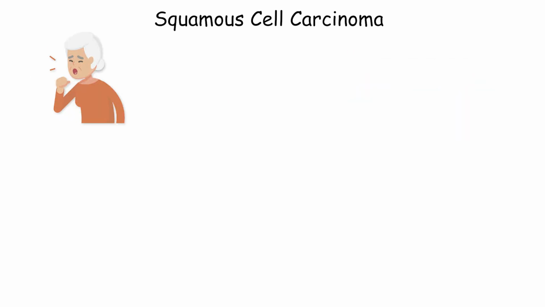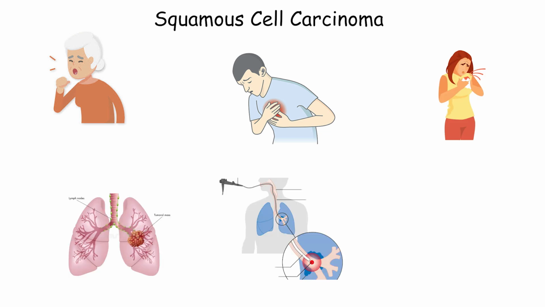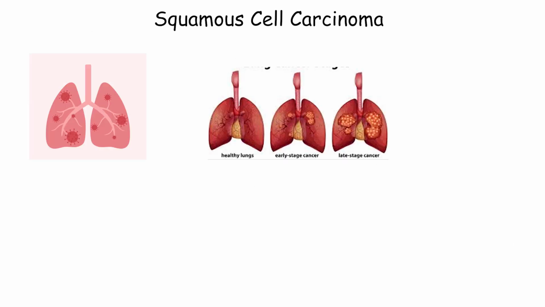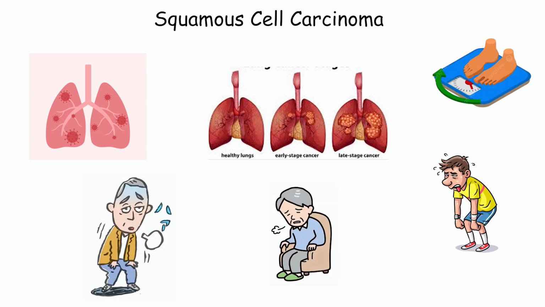Common symptoms include persistent coughing, chest pain, and coughing up blood, hemoptysis. As the tumor grows, it can obstruct the airways, leading to breathing difficulties, wheezing, or recurrent lung infections like pneumonia. Advanced cases may also cause symptoms such as unintentional weight loss, fatigue, or pain in other parts of the body, if the cancer has spread, metastasized.